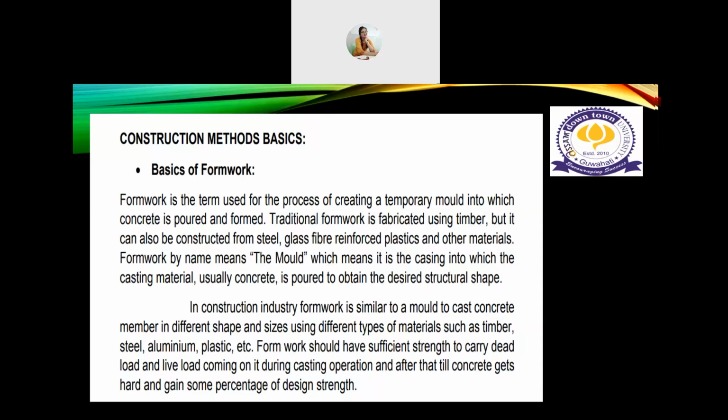In the construction industry, formwork is similar to a mold to cast concrete members in different shapes and sizes using different types of materials, such as timber, steel, aluminium, plastic, etc. Formwork should also have sufficient strength to carry dead loads and live loads coming on it during the casting operation and after that, till the concrete gets hard and gains some percentage of design strength.